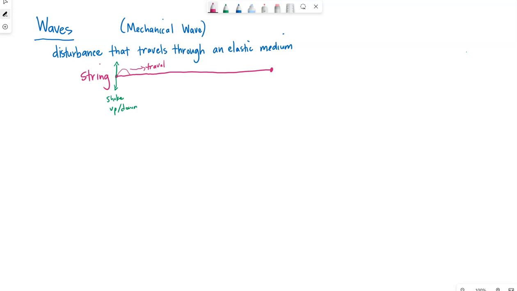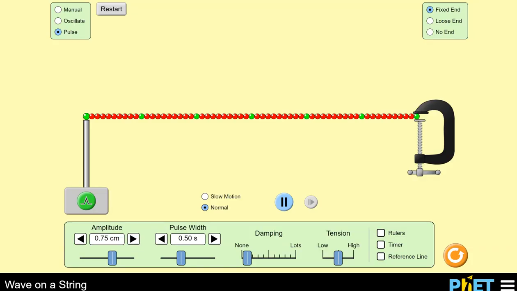Now, to simulate this, you've hopefully seen the PhET simulations already. This is a simulation of a wave on a string. These little circles in the middle make up our string. The reason it needs to be a medium that's elastic is so that when one end of the string is disturbed, that disturbance then causes its neighbor to move and causes its neighbor to move and so forth.